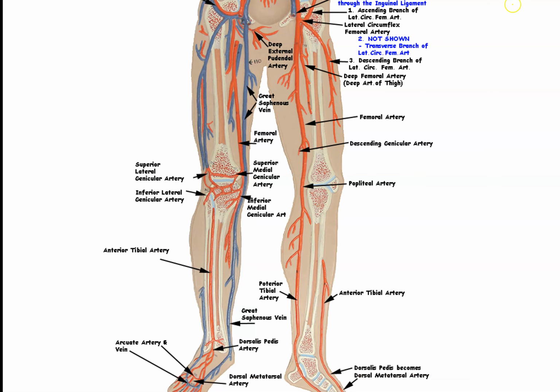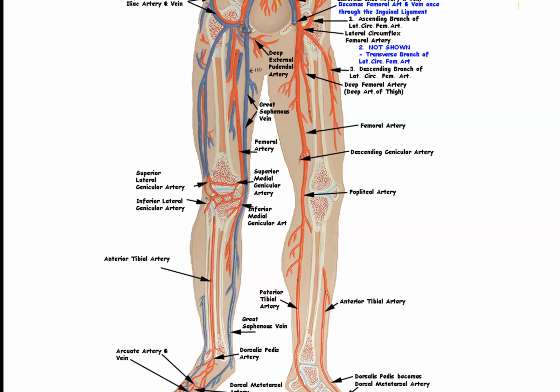You can see all of this in this model as well. Trying to move this up for you. There we go, it's as good as I can get it. So up here would be the external iliac artery, and there's a note in blue over here: it becomes the femoral artery once you've gone through that inguinal ligament. So now we're femoral artery. The lateral circumflex goes up and around the neck of the femur that you're seeing there.